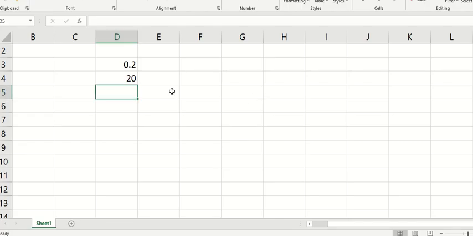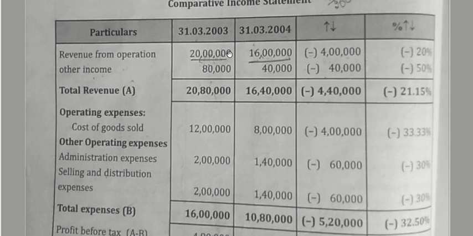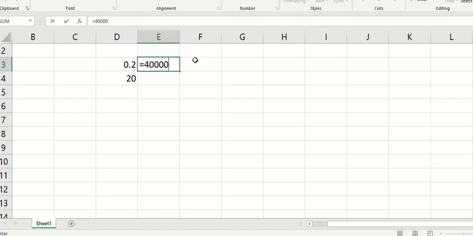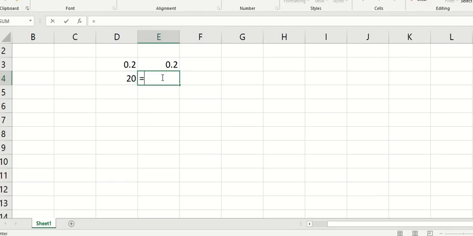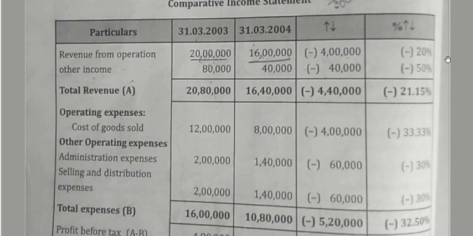For example, if you see, your base year is how much? 20 lakhs and your change is 4 lakhs. So 4 lakhs divided by 20 lakhs, how much do you get? 0.2. This 0.2 you're supposed to show in percentage. So 0.2 into 100, how much do you get? 20%. So that is how we do the changes divided by the base year amount.